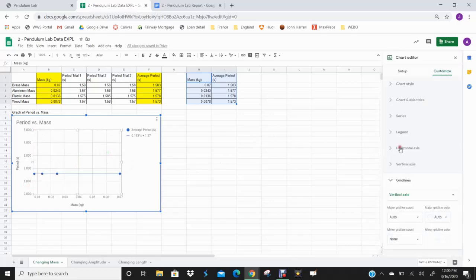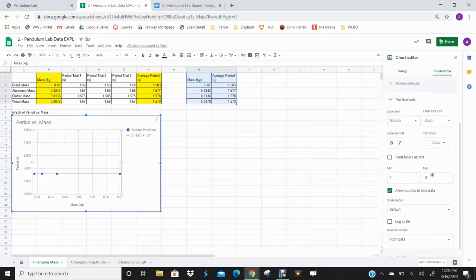To do that, you can simply double click on your graph, come over here to vertical axis, and change your maximum value to something other than what it's set at. When you zoom out, it should show it pretty flat. The only reason why it wouldn't be flat if you have data that looks like this is if it's super zoomed in and it's just showing these minor changes here.